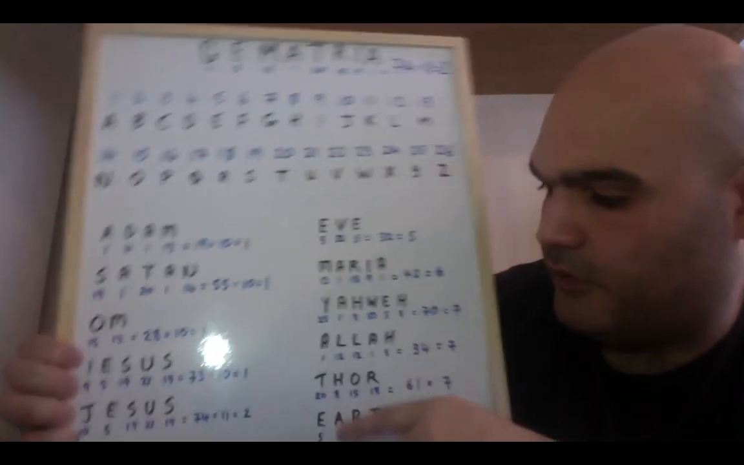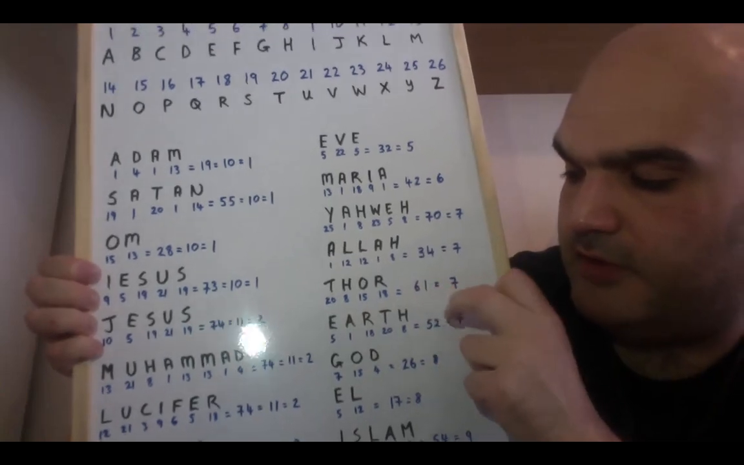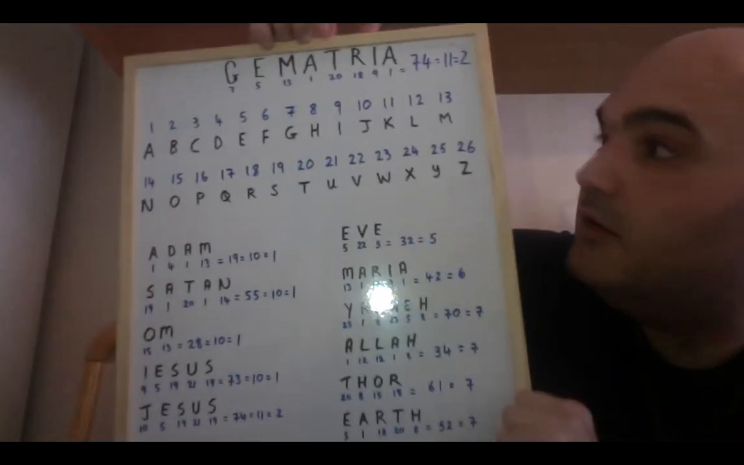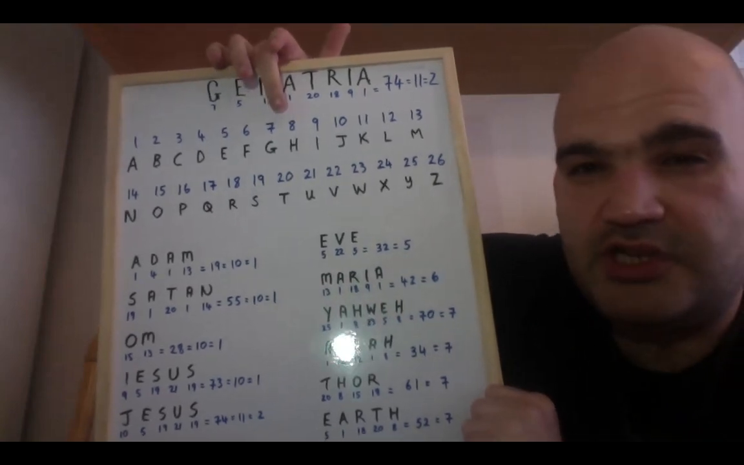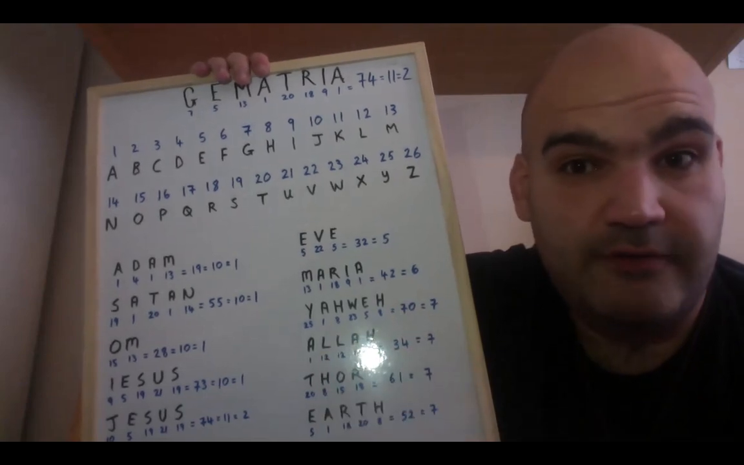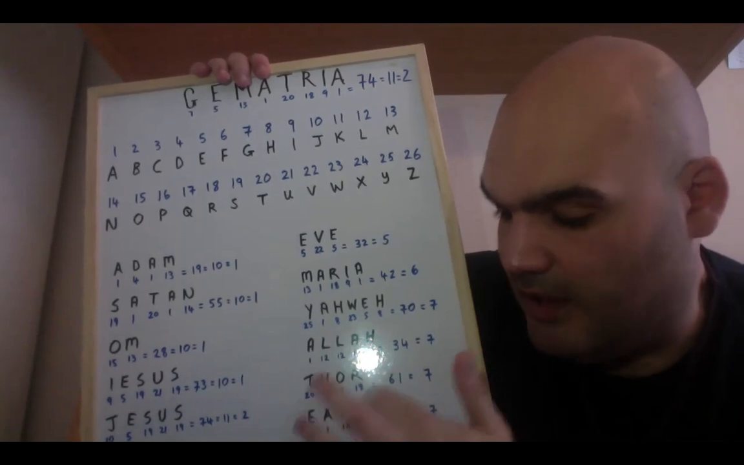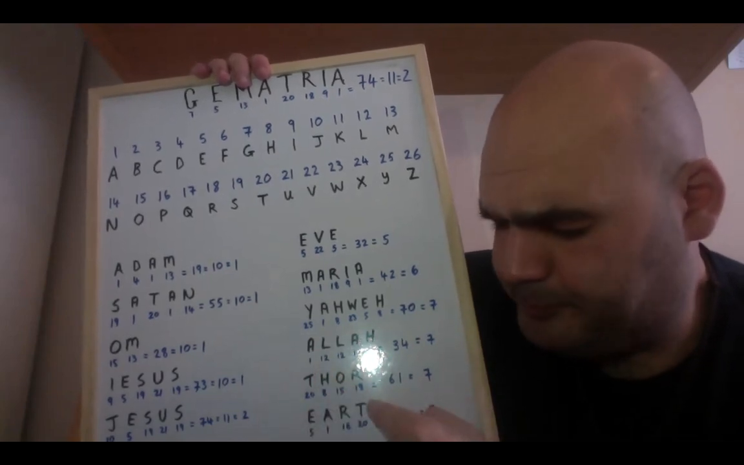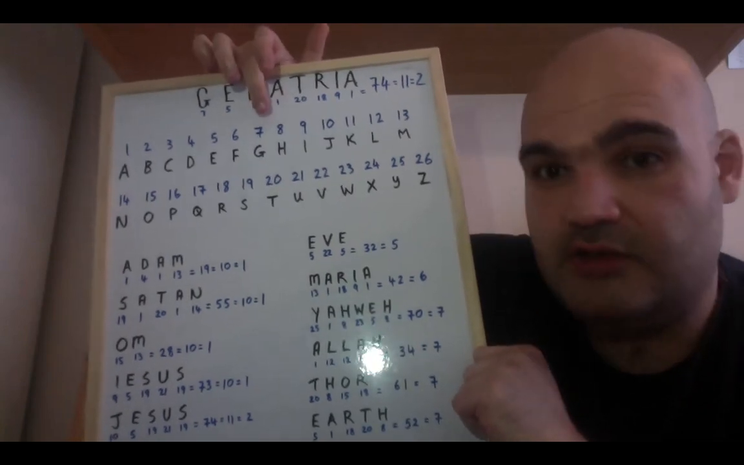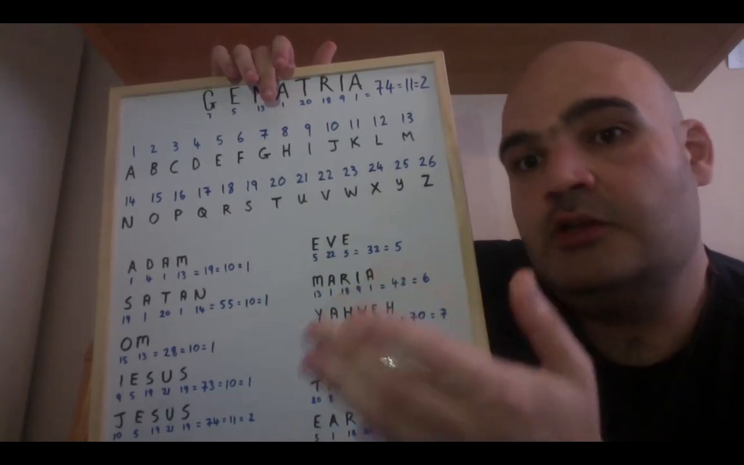Also, earth correlates, sorry, let me just lift that up. The word earth is 52, which correlates with 7, and number 7 correlates with the G, and from G we get words relating to earth like geography, Gaia, ground. So you can see how earth having the value of number 7 actually correlates with the G, because like I said, we have words like ground, Gaia, geography.